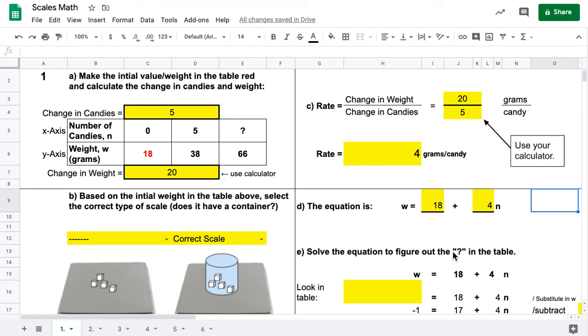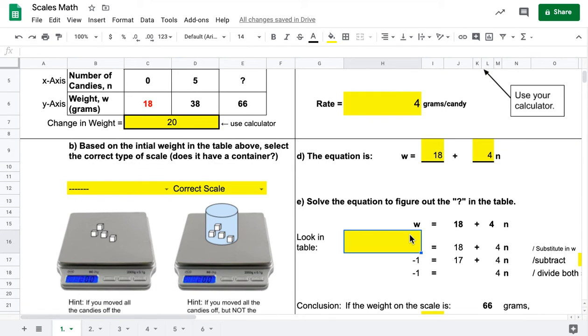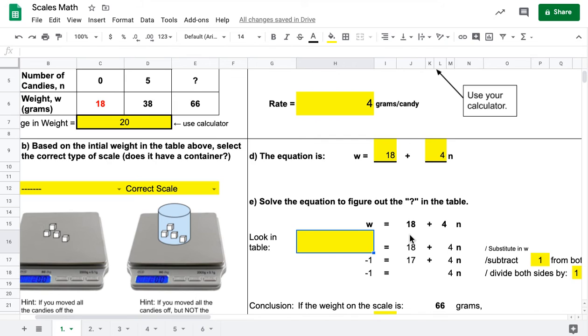All right, now I need to solve the equation. The last thing is to solve the equation for the question mark in the table. So I go up to the table and I see that I don't know how many candies there is when the total weight, that includes the scale, is 66 grams. Okay, so the weight is 66, the unknown is the number of candies. So I need to put something in that box there because it's yellow. What am I going to put in that box? Well, it says look in the table and the weight is 66. So I put a 66 there.